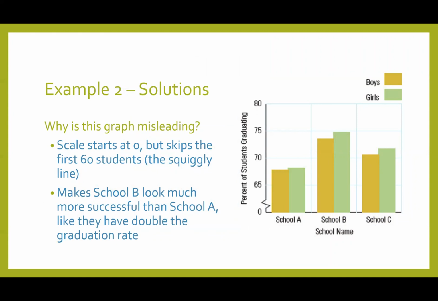If you stretched out that vertical axis, so it was actually going up by 5% every single time, and you got rid of that squiggly line, you would see that school B is not double the height of school A. It's just a little bit higher than it. So this is another way that you can make graphs misleading.